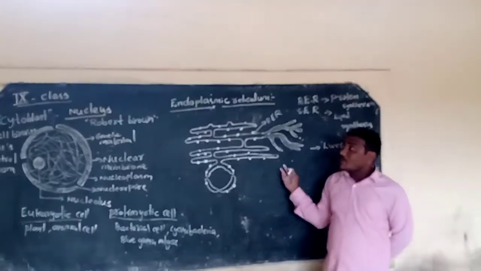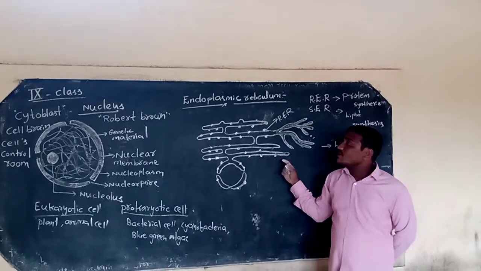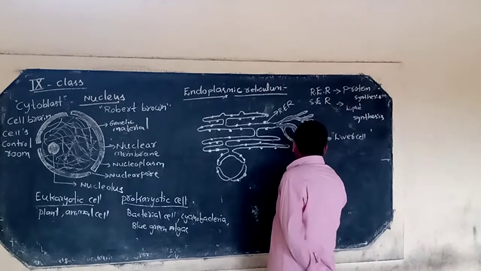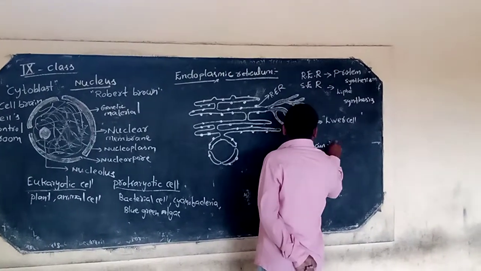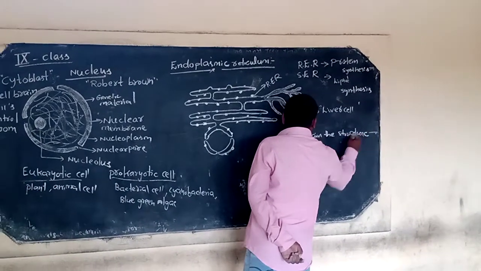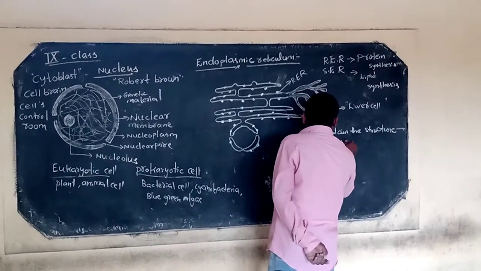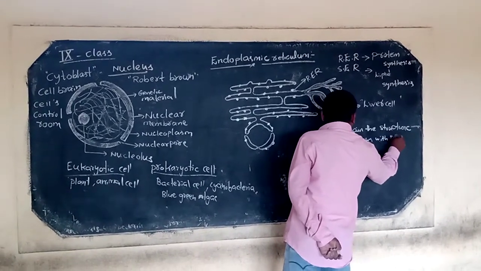We will discuss the other cell organelles in the next class. Listen, today's worksheet is: explain the structure of nucleus with the diagram.